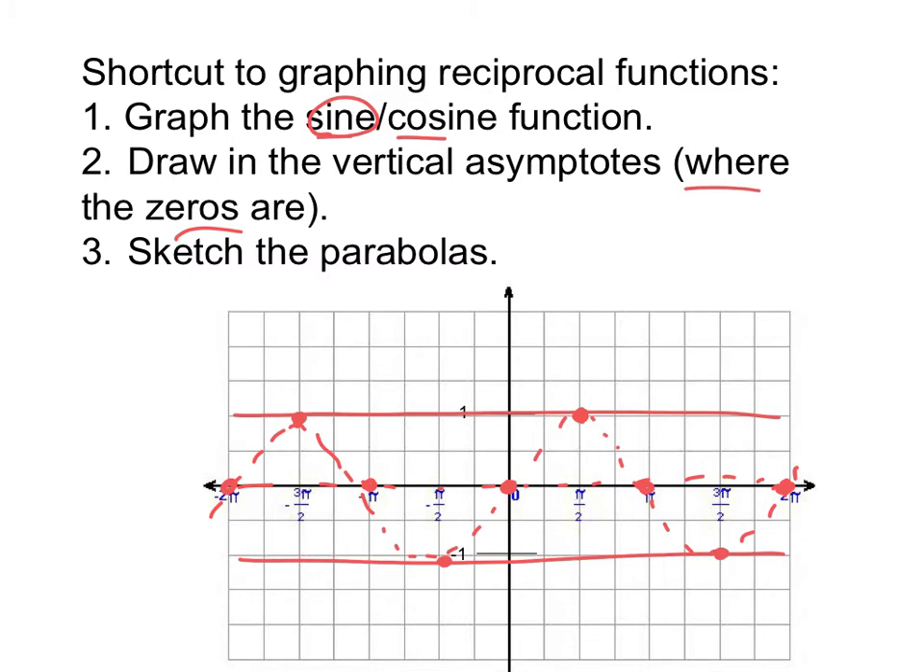It's every time you have a point that is on that midline. So then you'll add in the vertical asymptotes right here. I'm sorry, vertical, not horizontal at all. And then you're going to sketch the parabolas. What's going to happen is this maximum right here is going to become the minimum of the parabola, because unlike when we're graphing a sine or cosine where it's inside the function, the secant and cosecant are outside.